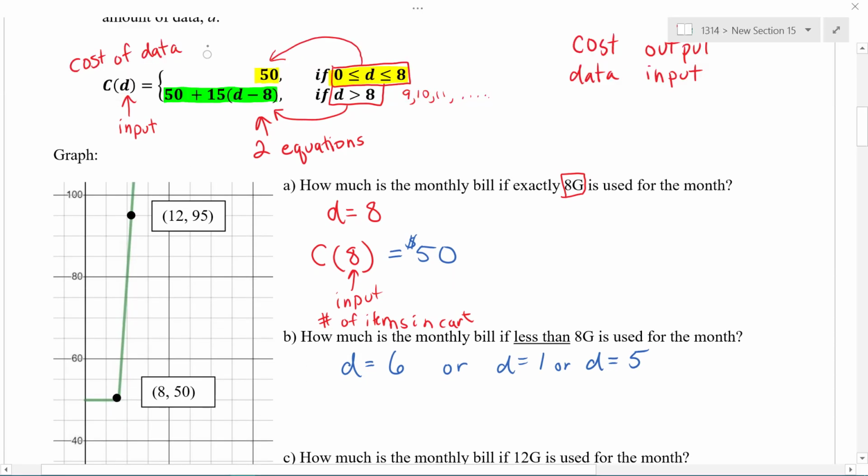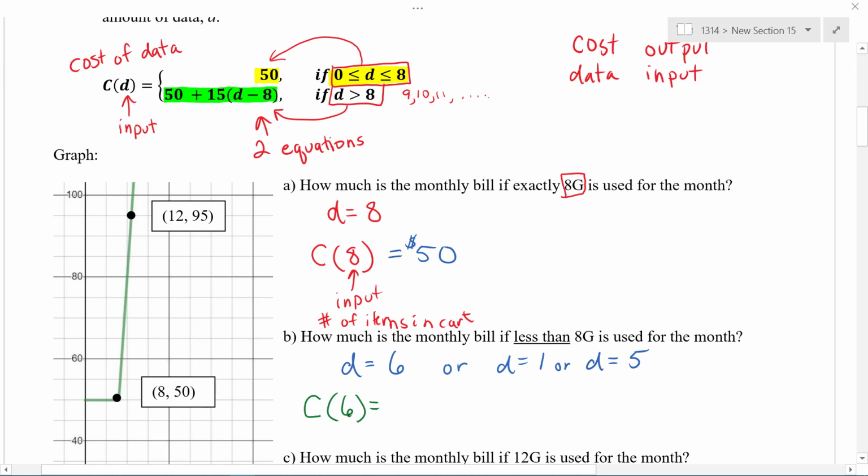Let's put it into our function. What is the cost of 6 gigabytes? Well, we're going to look at the number in the parentheses. If this input is 6, let's think of that as the number of items in our grocery cart. What lane do we go in? This says if the number of items in my cart is between 0 and 8, then I go into lane 1, or we use the top equation.